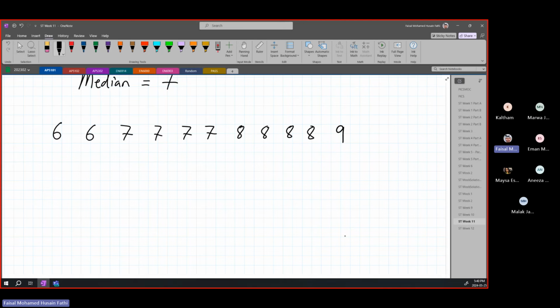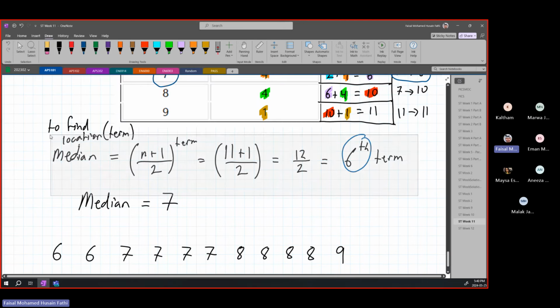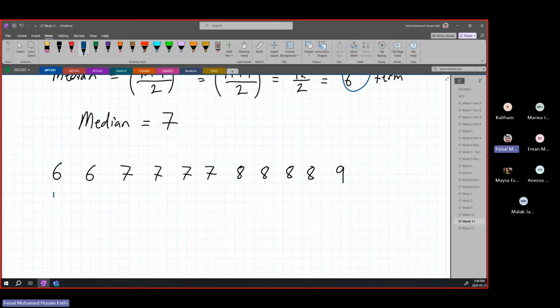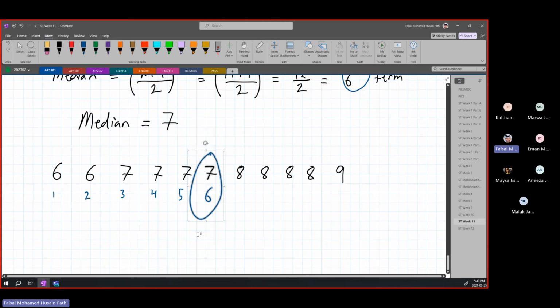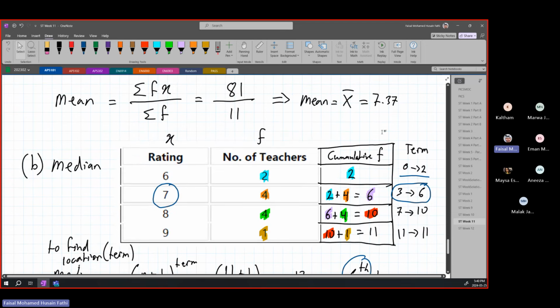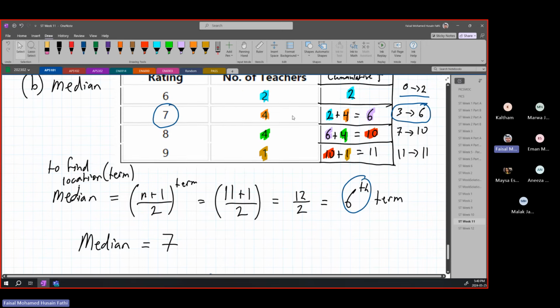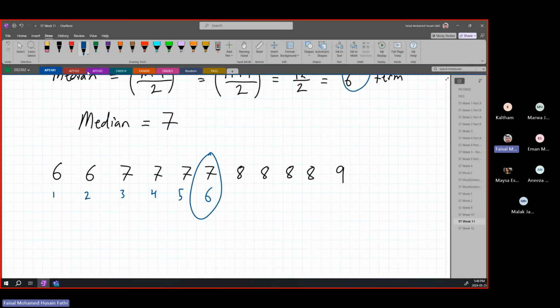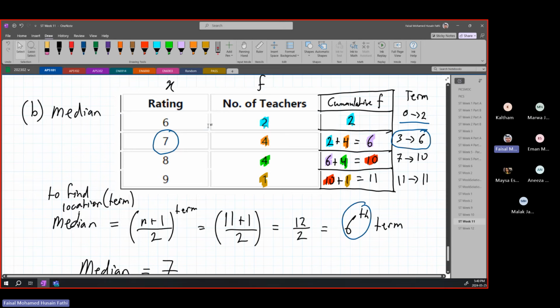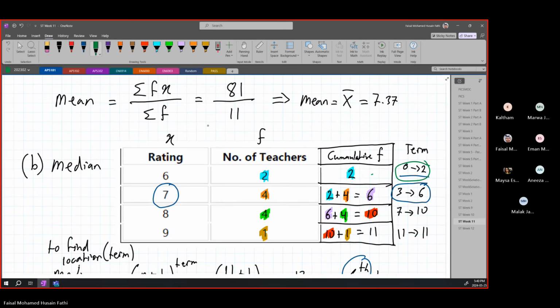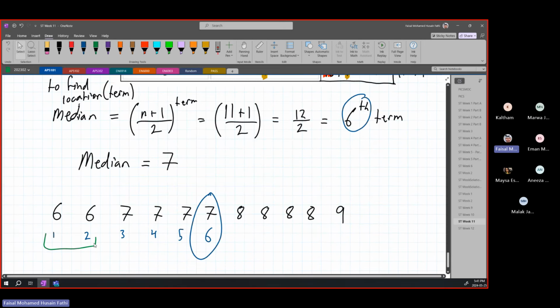So we have 9. Using the same exact equation, the nth term, we know that we need to find our sixth term. So this is 1, 2, 3, 4, 5. The sixth term is over here. This is how we found the middle value. This is how we are applying it in the cumulative frequency. When you find 2 here, this basically means that this is your first and second term over here. This is what this 2 represents. It's your 1 to 2 over here. And then from 3 to 6, it's all these values of 7.